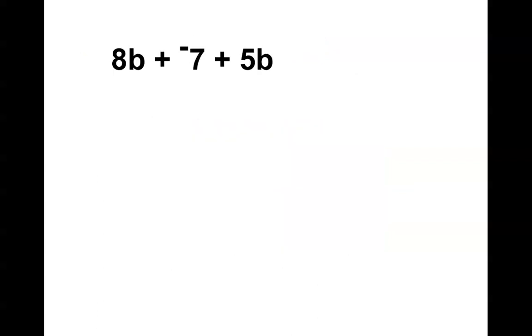Let's take a look at this without the picture. How would I be able to add these together? Well, first of all, I need to notice what is the same. Notice I have 8b and 5b. If you can imagine that in the picture, that would be 8 rectangles and 5 rectangles. When I add them together, well, I'm going to have 13 rectangles and 7 red squares. I have simplified it down from 3 terms to 2, therefore I have succeeded.